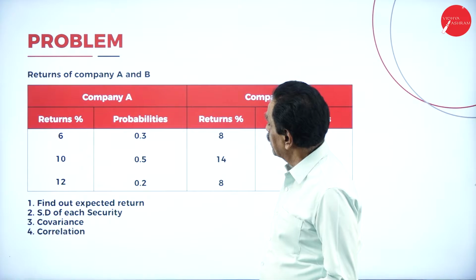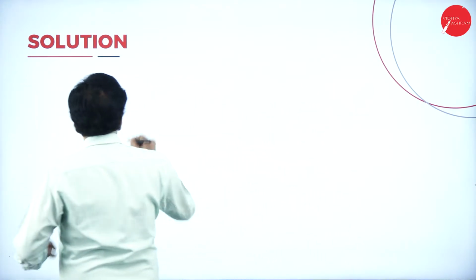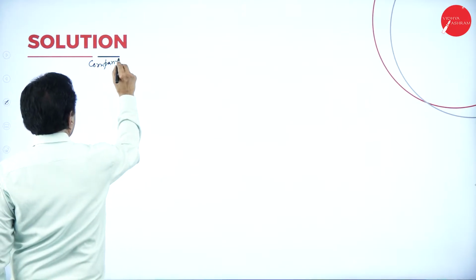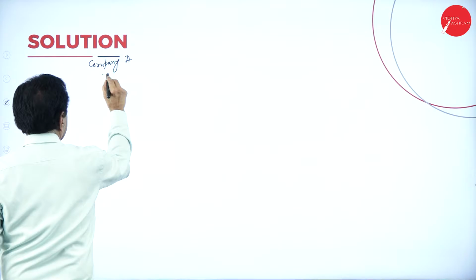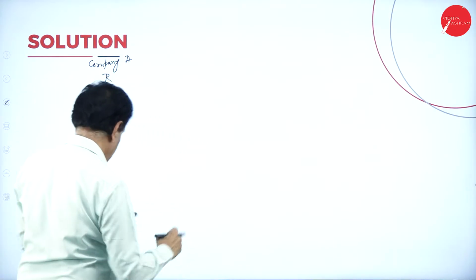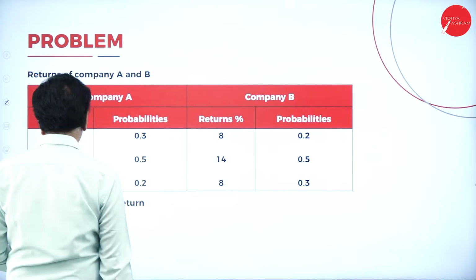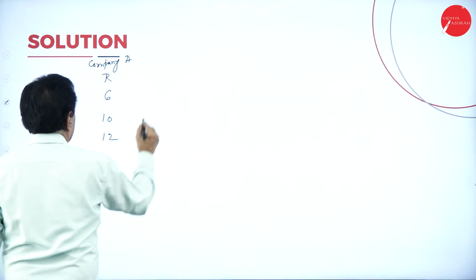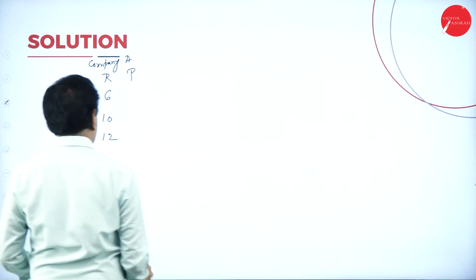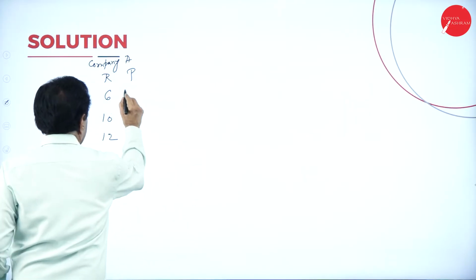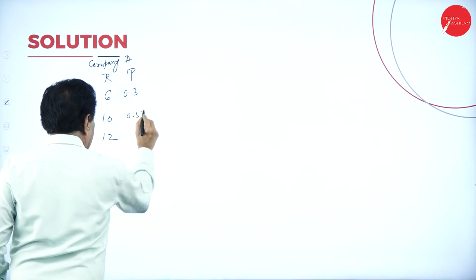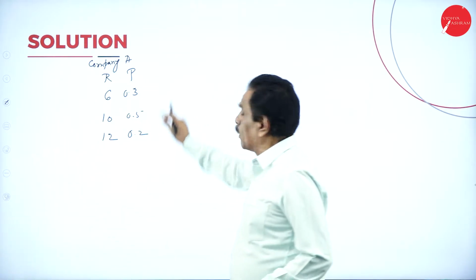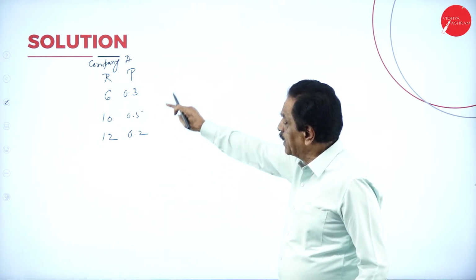Solution. Company A. Returns are 6, 10, 12. Probabilities are 0.3, 0.5, 0.2. You must see that in the examination, the probabilities should add up to 1. So 5 plus 3, 8 plus 1.